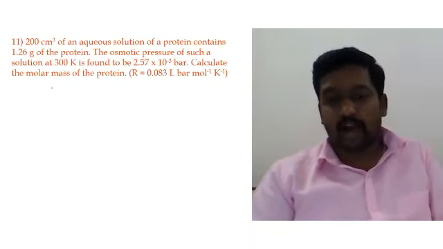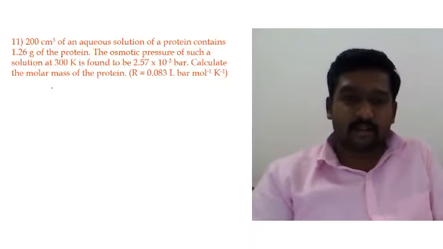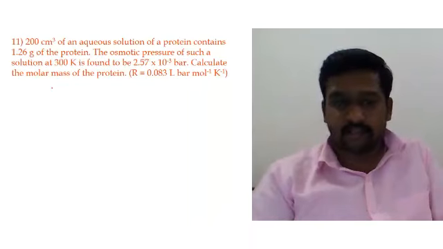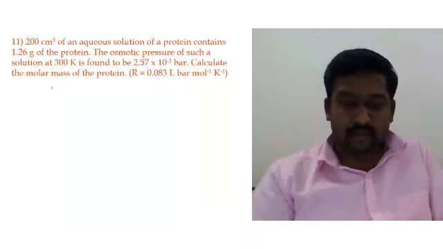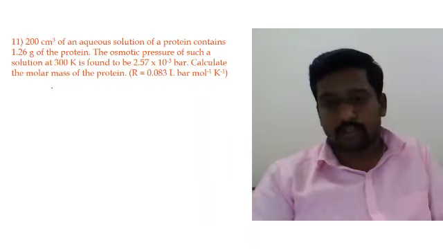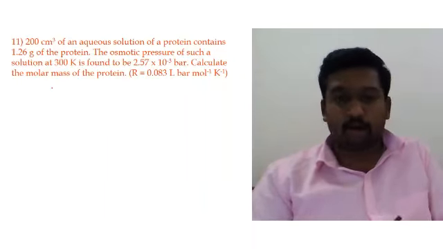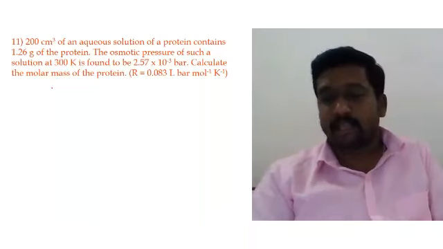Well, the value of R, that is universal gas constant, in this case is given as 0.083 liter bar per mole per Kelvin. Okay, we must understand something from this unit, that when it is in liter, we have to consider the volume of solution in liter. But in question, it is given 200 cm cube. So first we need to convert that 200 cm cube into liter. Then unit of pressure must be in bar, and amount must be in mole, and temperature must be in Kelvin.